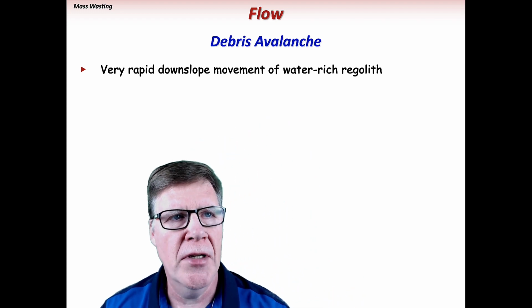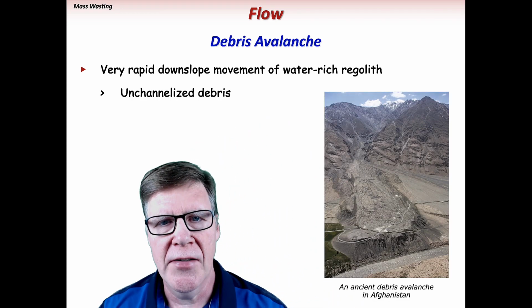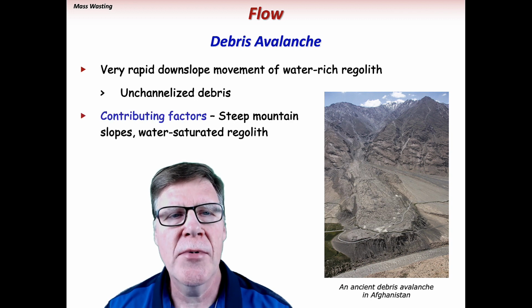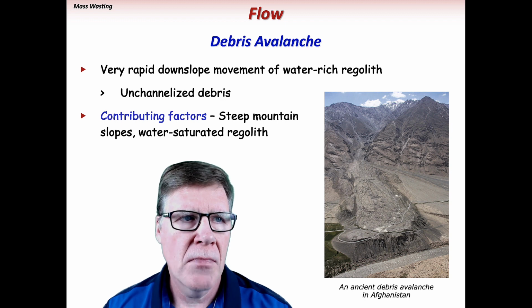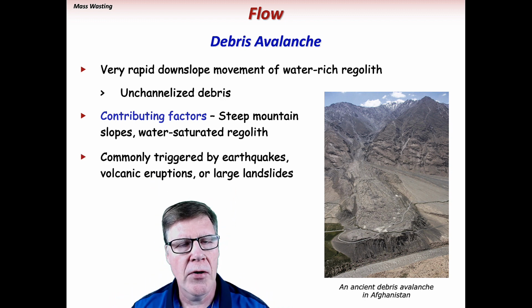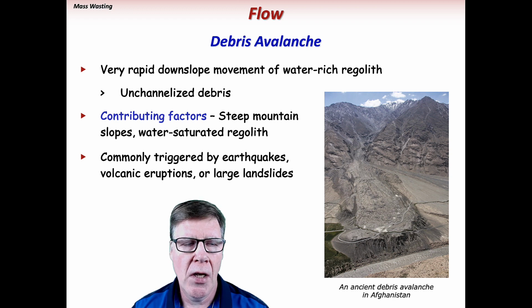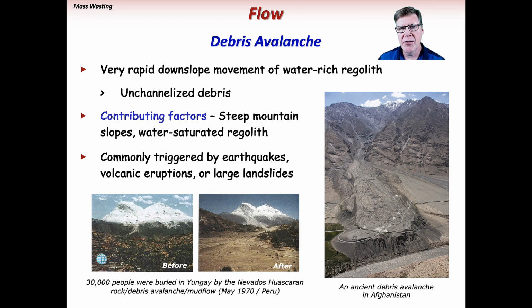Debris avalanches are the very rapid downslope movement of water-rich regolith and debris that are commonly unchannelized. Factors that contribute to debris avalanche events are areas with steep mountain slopes and water-saturated regolith. They are commonly triggered by earthquakes, volcanic eruptions, or large landslides. 30,000 people perished in Yungay, Peru during the May 1970 Nevados-Huascaran debris avalanche and mudflow.